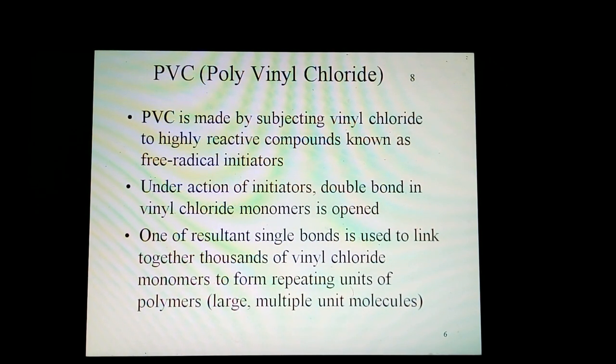PVC is made by subjecting vinyl chloride to highly reactive compounds known as free radical initiators. Under the action of the initiators, the double bond in the vinyl chloride monomer's single unit molecules is opened, and one of the resultant single bonds is used to link together thousands of vinyl chloride monomers to form the repeating units of polymers, which form large or multiple unit molecules.